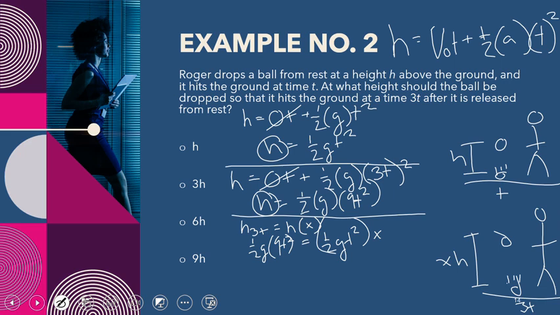Now, we can cancel things on both sides, like this 1/2, like this g, and this t squared. So what's left is this 9 and this x. So we get that 9 is equal to x, and since x is what you're multiplying to h to get your new height, we know that our new height is equal to 9h, sorry. My bad.